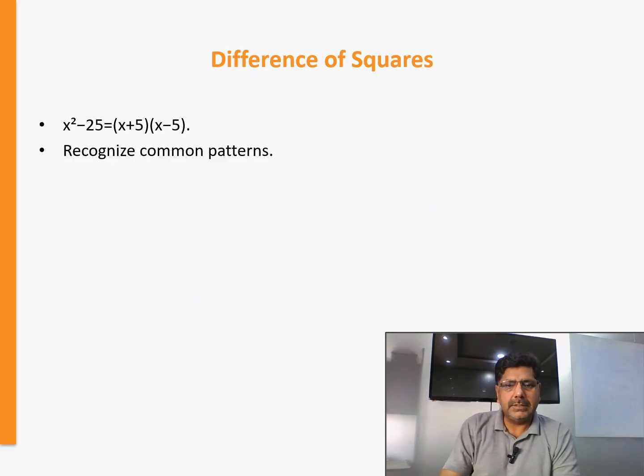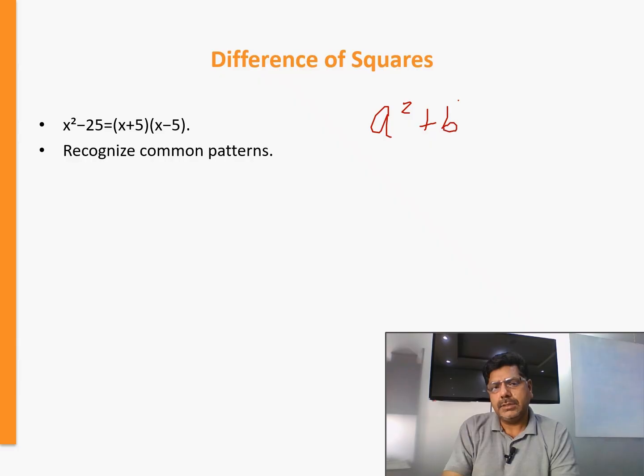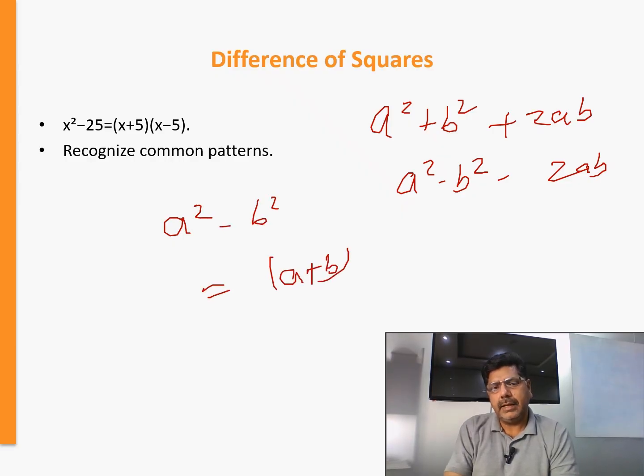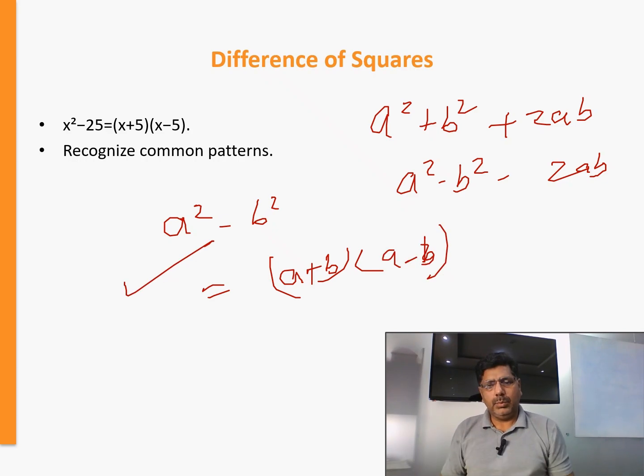For example, some of the formulas like a square plus b square plus 2ab, and a square plus b square minus 2ab, and then we have the special formula a square minus b square, which is equal to a plus b times a minus b. So we will be solving with the help of all these formulas.